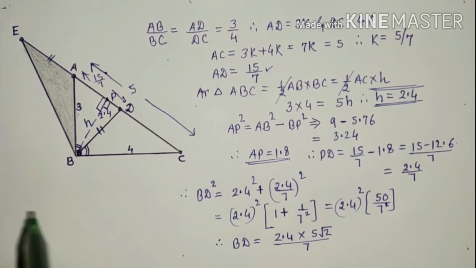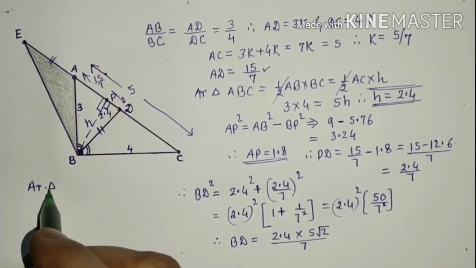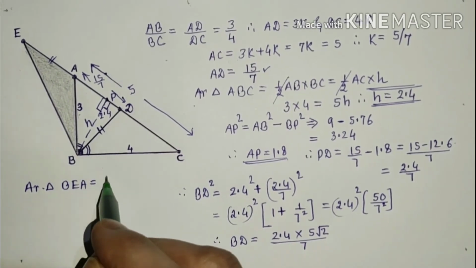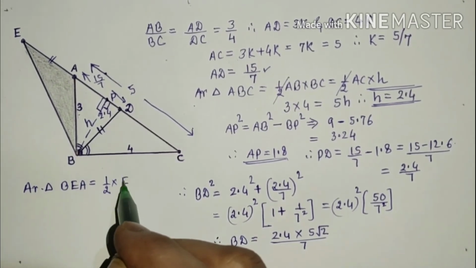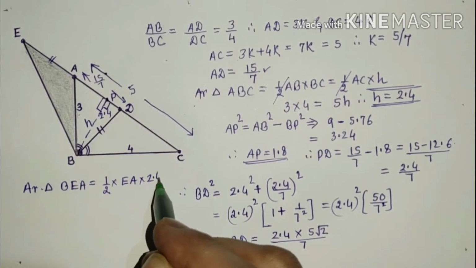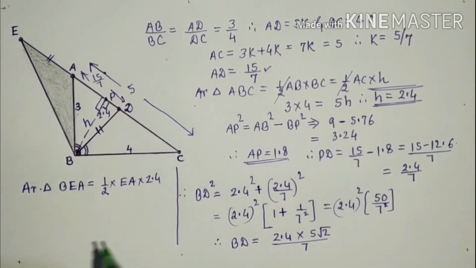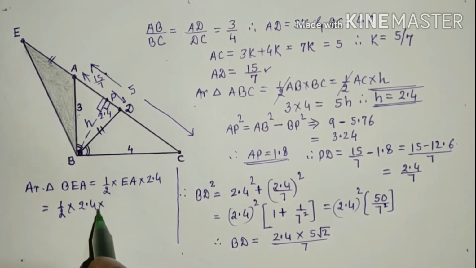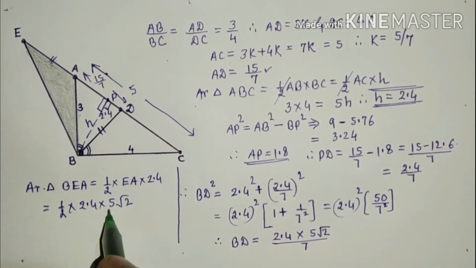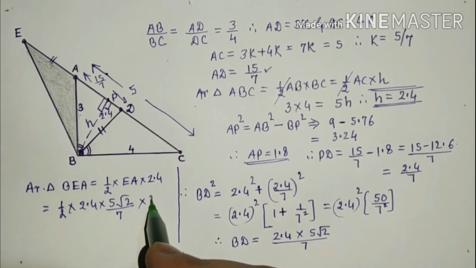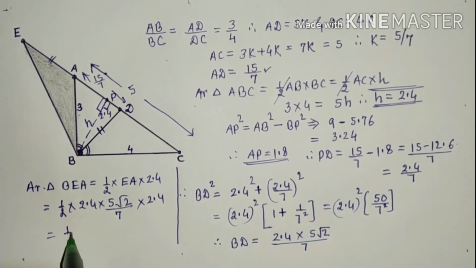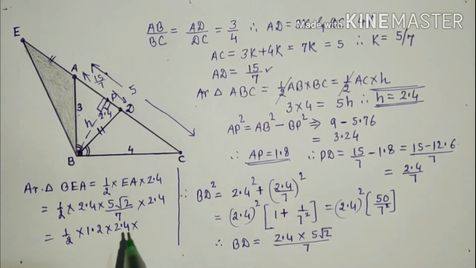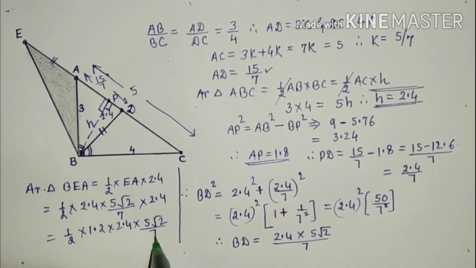So area of triangle BEA is equal to half into EA into 2.4, which means half into BD, that is 2.4 into 5 root 2 by 7, into height, which is 2.4, and that is half into 1.2 into 2.4 into 5 root 2 by 7.